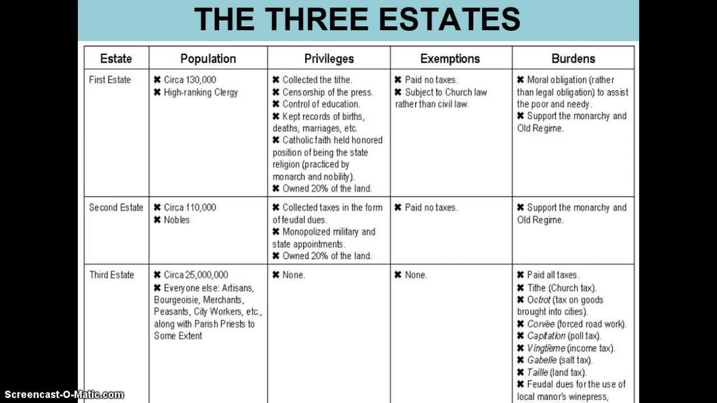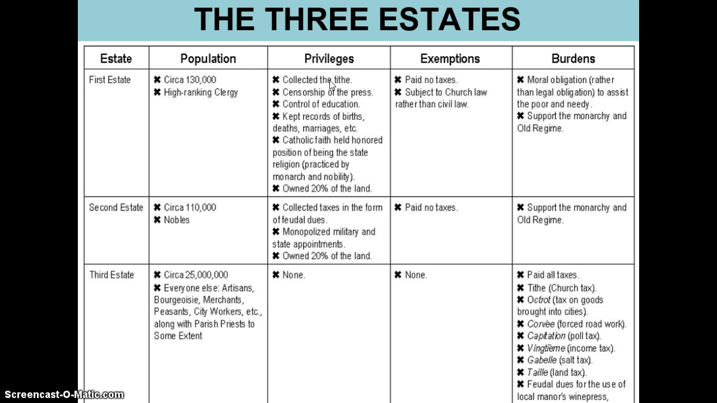In this chart of the three estates, what we see is basically an estimate of the population at the time, the exemptions, things that they were not forced to follow through with, and the actual burdens that they had. So let's look at the First Estate, made up of high-ranking members of the church. Of the total population of the time, they made up about 130,000 people. Now let's look at some of their privileges.